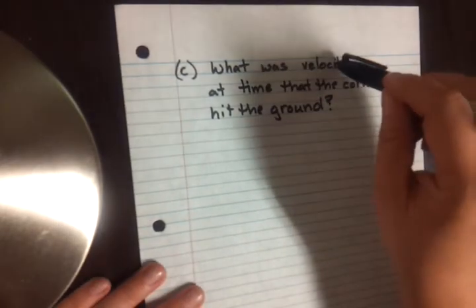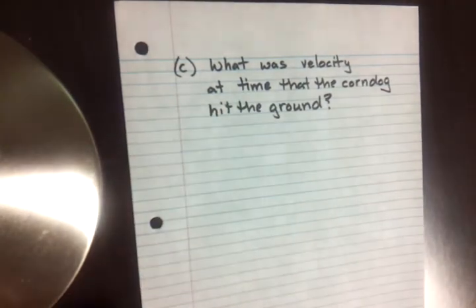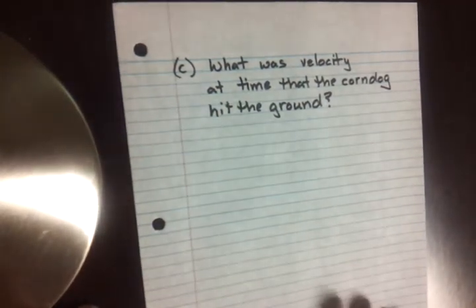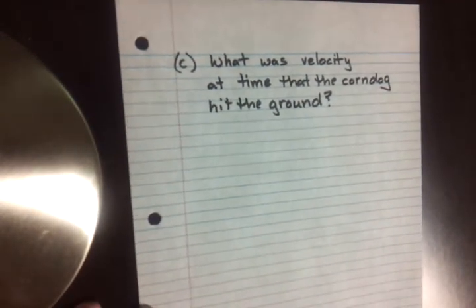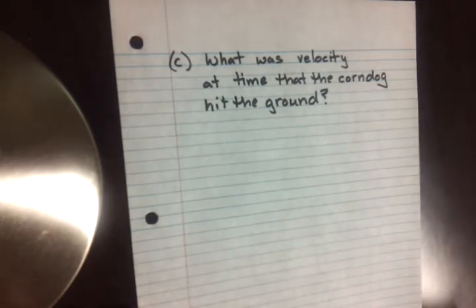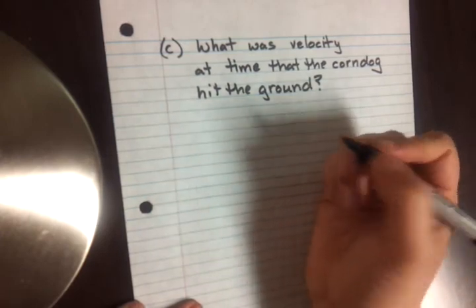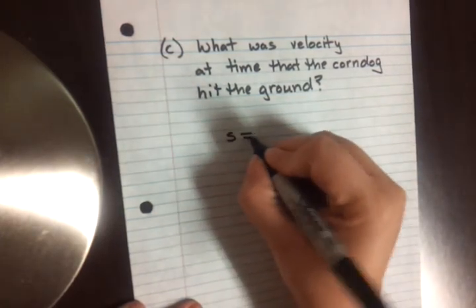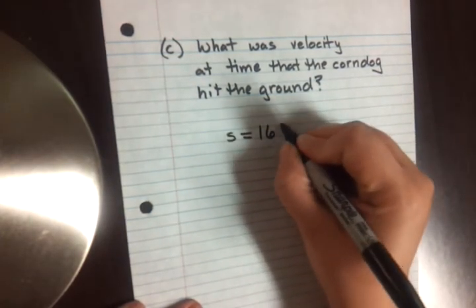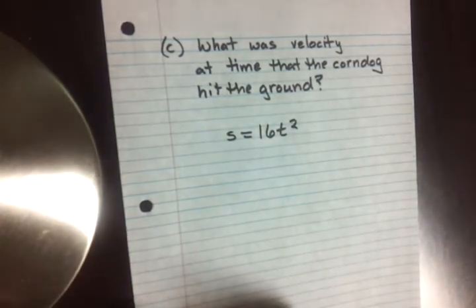So they're asking for the velocity at a specific time. And the word that should pop into your mind when you hear that is instantaneous. It's happening at a specific instant. So we need the instantaneous rate of change. And to find the instantaneous rate of change, we're going to have to find the derivative of our function. So we had s equals 16t squared as our function. We're going to have to find the derivative of that.